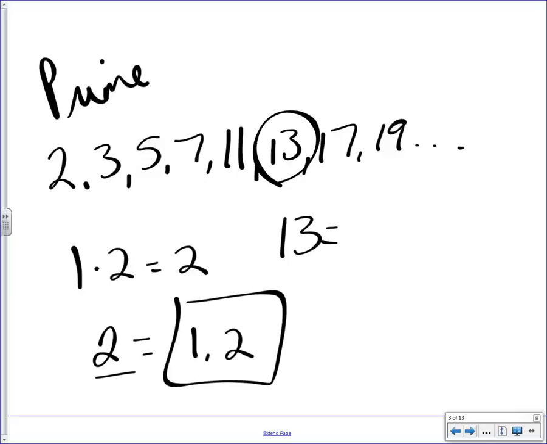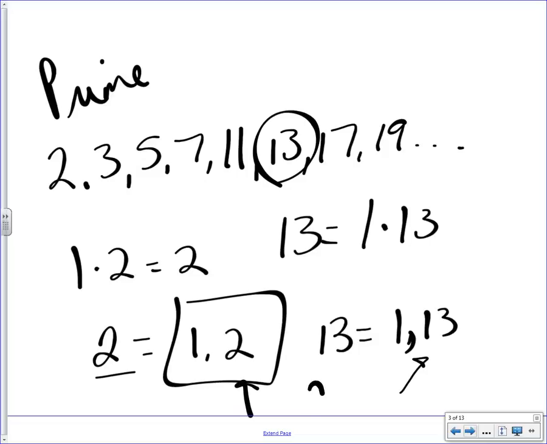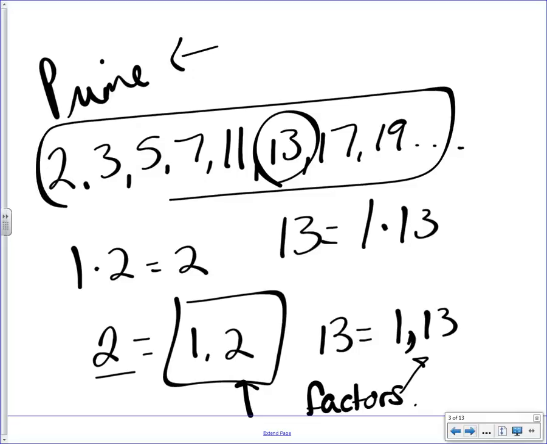13, the only way that I can get 13 is by multiplying 1 times 13. There is no other way using whole numbers to find the number 13. And so the factors for 13 are 1 and 13. Remember that we start from the smallest, which is the 1, separated by a comma, and write 13. So these right here are factors. This list up here are all prime numbers because they will only have two factors.